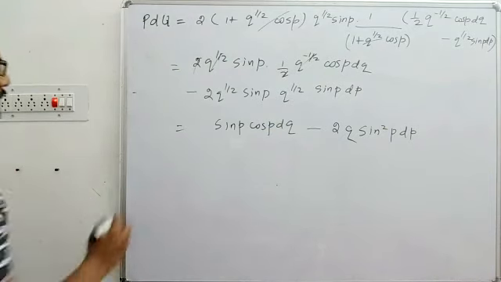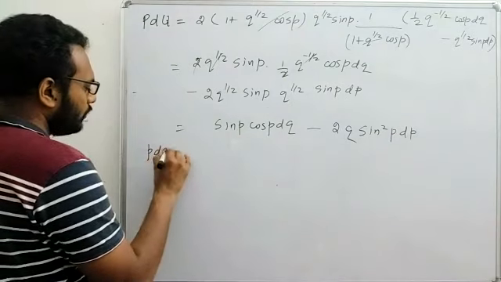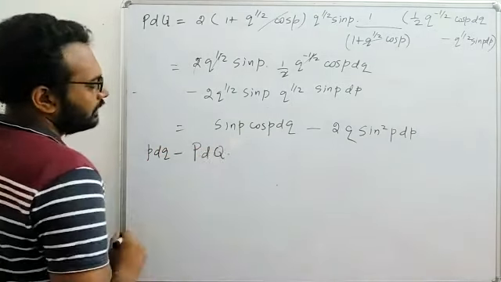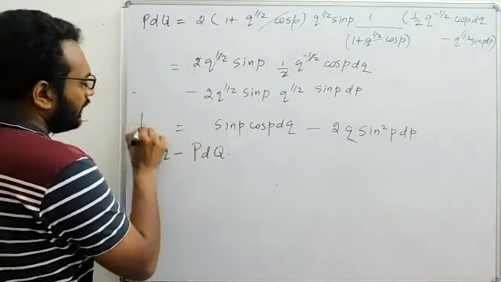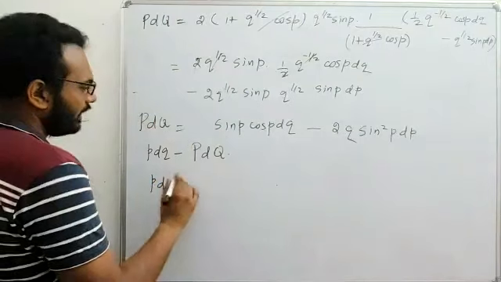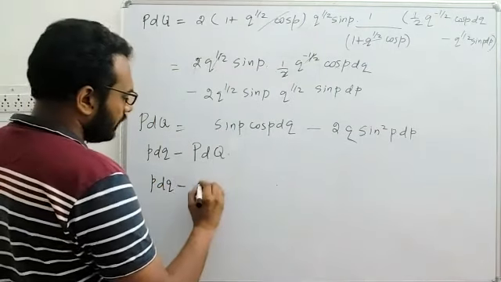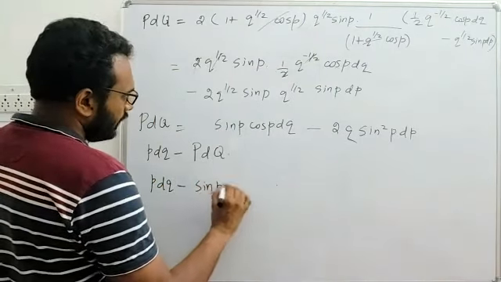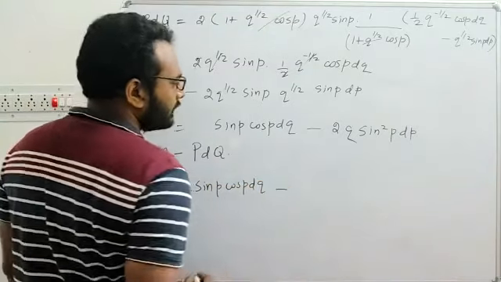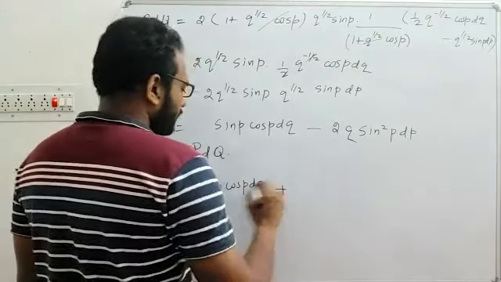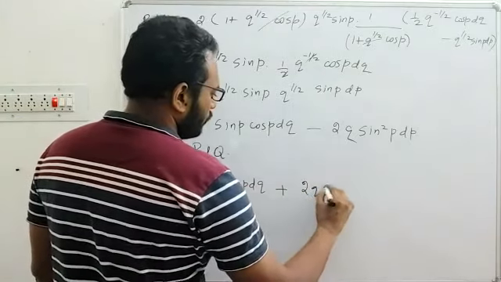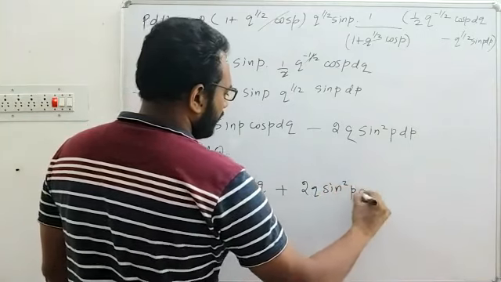All right. Now we need to check this p dq minus capital P dq. Okay, this is what we found. This is simply capital P dq. So we find p dq minus capital P dq. We have here minus sine p cos p dq. Okay, minus though this becomes plus 2q sine square p dp.